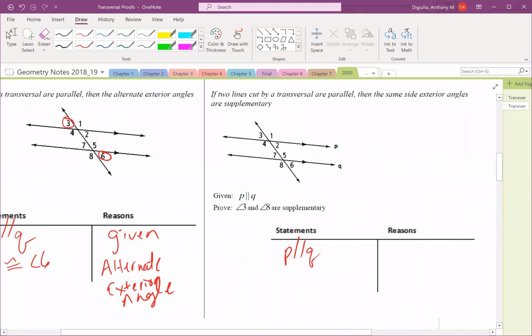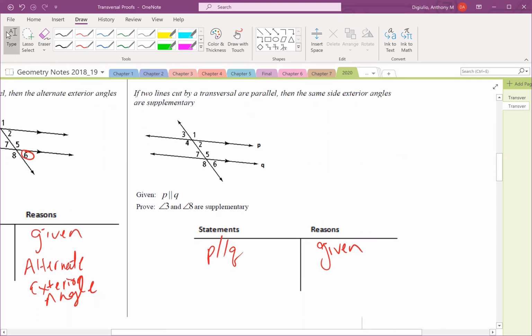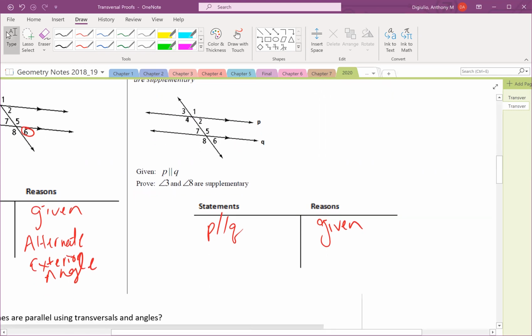Same with the next one. We know that P is parallel to Q. That's a given statement. It's saying why are 3 and 8 supplementary? So you could put down same side exterior angles, kind of like it's noted up here. I know that at least in my class, we didn't talk about that as much. So we can still use the relationship between these angles to help us figure out that information.